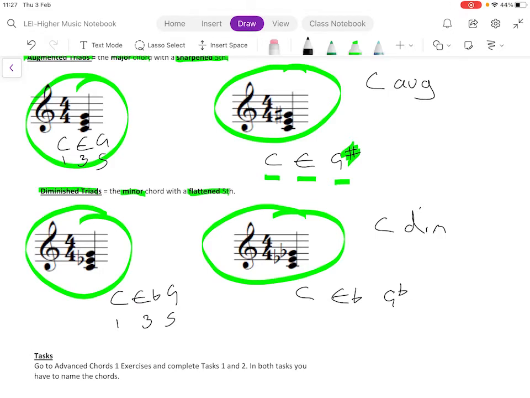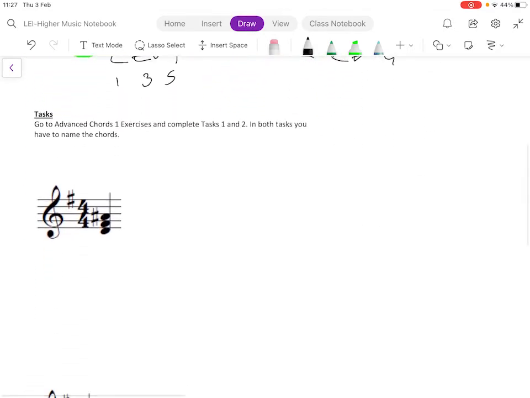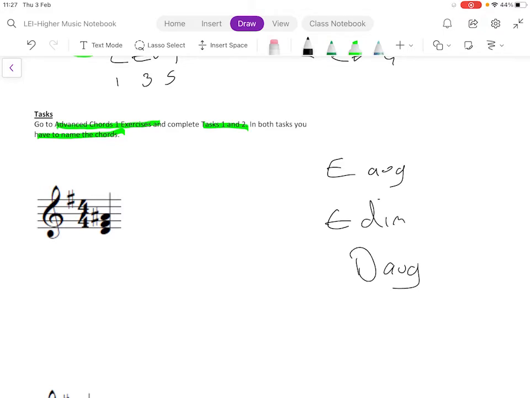So what you now have to do is go to the tab on this section, it should be, and go to Advanced Chords 1 Exercises, and you're going to complete tasks 1 and 2. And in both tasks, all you need to do is name the chord. So obviously you're going to have the root of the chord, so let's just say it's E, and then you're going to decide whether it's E augmented, or is it E diminished, or is it D augmented, and so on. You have to name the chord.